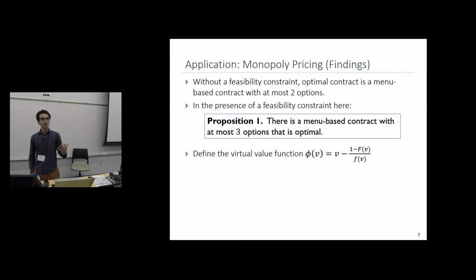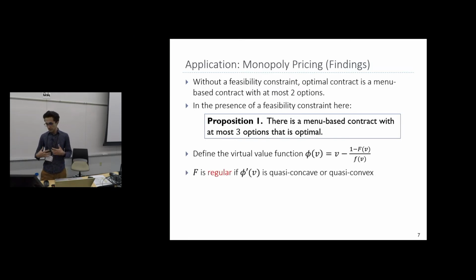I also told you about this regularity condition, right? If it's satisfied, it basically means that the general structure of optimal mechanisms will not change. In this case, we will see that two options will remain optimal. So what is the regularity condition? Define the virtual value function in the usual sense. So that's v minus (1 minus CDF of v) divided by its PDF.